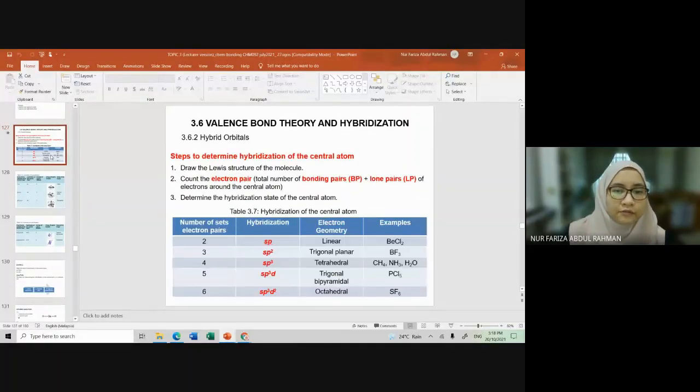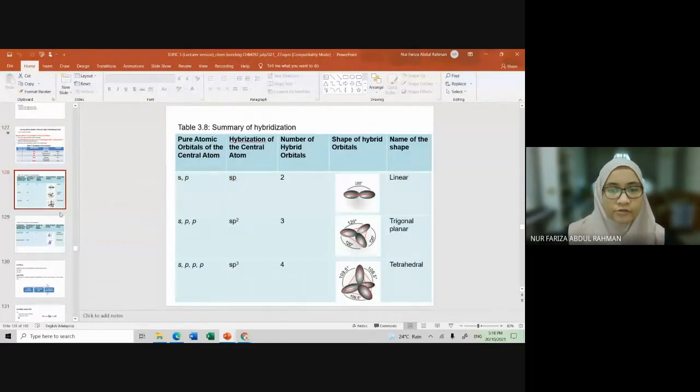Okay, you have also been introduced to the type of hybridization. The type of hybridization depends on the electron groups or electron pairs surrounding the central atom. So we have 5 types of hybridization: sp, sp2, sp3, sp3d, sp3d2.